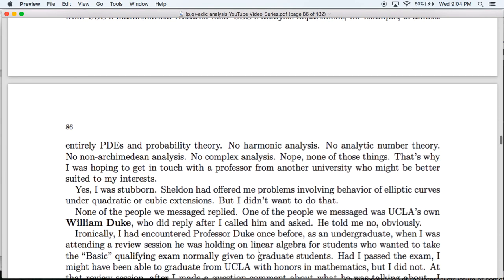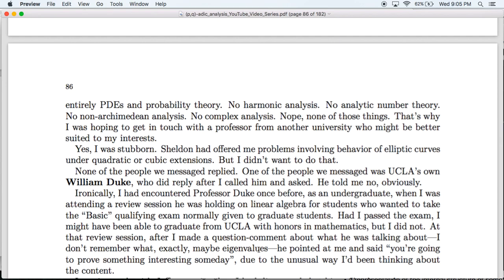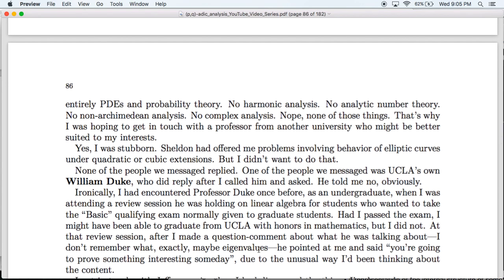Sheldon had offered me problems involving behaviors of elliptic curves under quadratic or cubic extensions, but I didn't want to do that. None of the people we messaged replied. One of the people we messaged was UCLA's own William Duke, who did reply, but only after I called him and asked him directly.